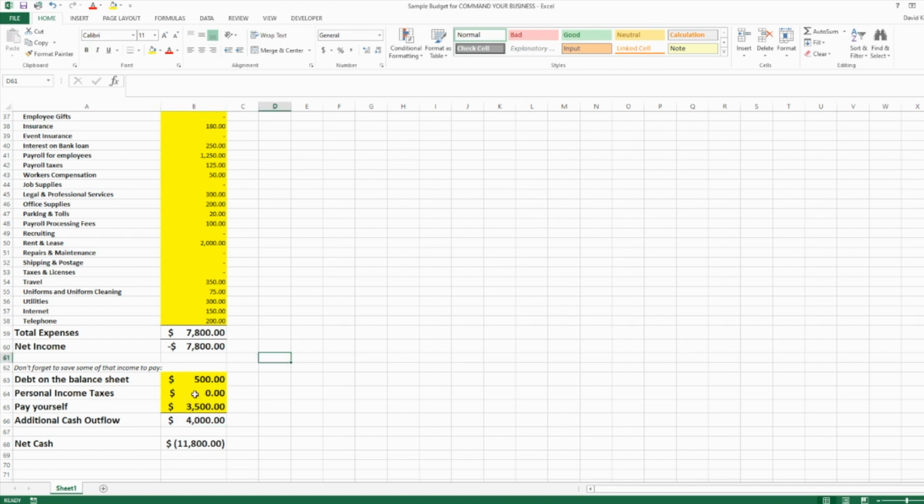And I actually just made a formula. So the personal income tax section will only calculate if there's a profit or a net income for the month. If there's a loss for the month, it won't calculate anything here. So you can see it's just adding your total additional cash outflow of $4,000. And right now you're cash flow negative for the month by $11,800, which is not what we want to see.